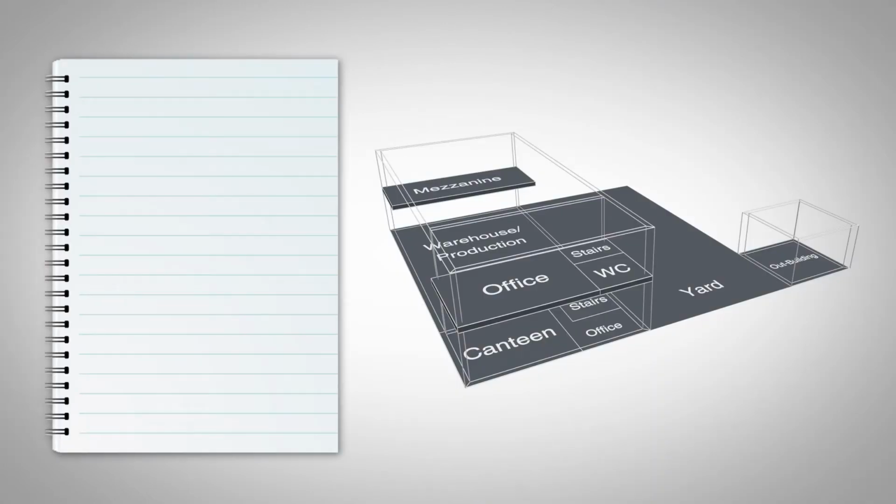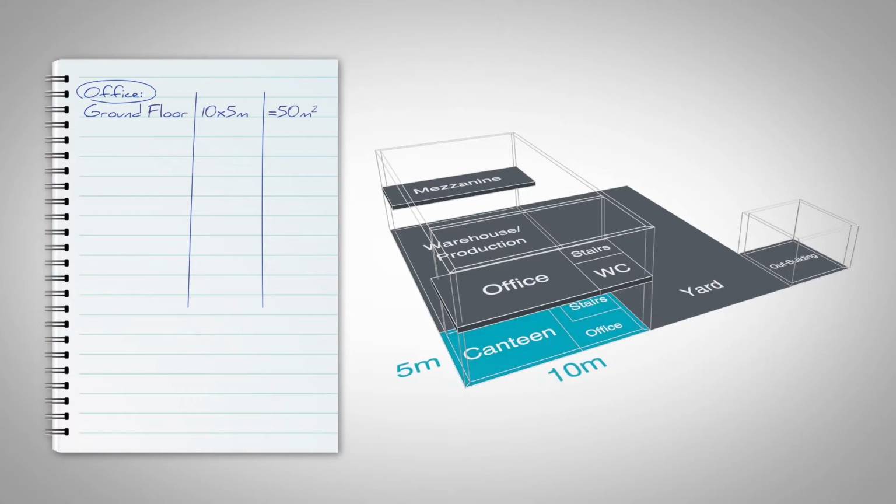There are three distinct components within the main building. To the front, there is an office element spanning 2 floors measuring 10 metres by 5 metres. Note, each floor must be recorded separately.